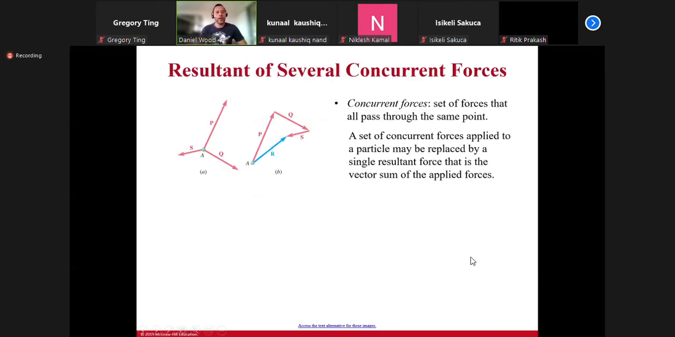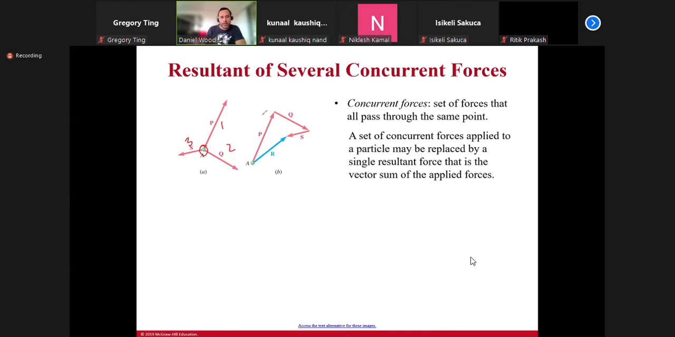Now we've got the resultant of several concurrent forces. Concurrent forces are forces that pass through the same point. So in this case, we've got point A over here that has three vectors, 1, 2, and 3. They all pass through the same point. Now, when we have this, we can add them all tip to tail, and it doesn't matter which way I do it.